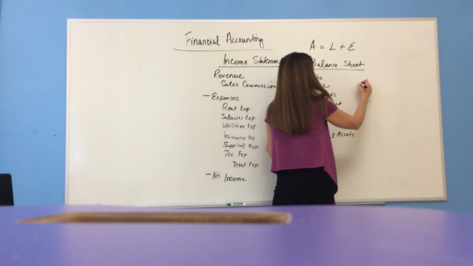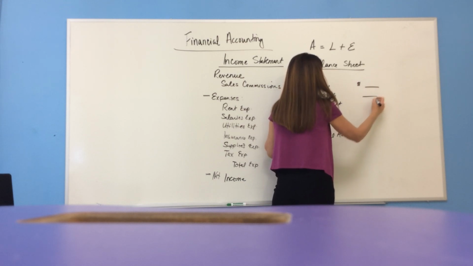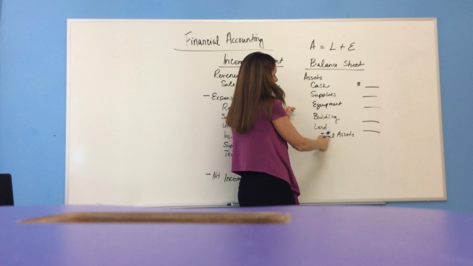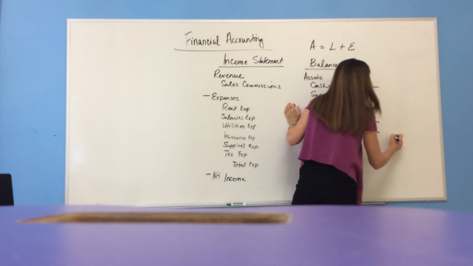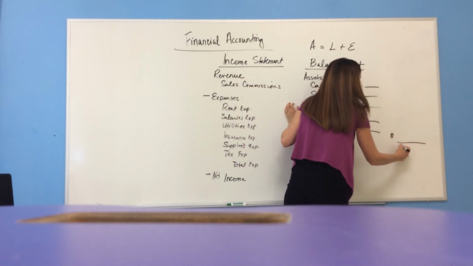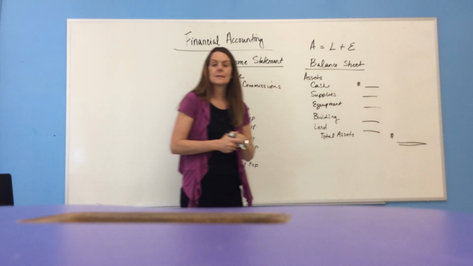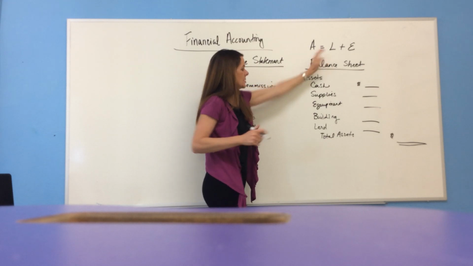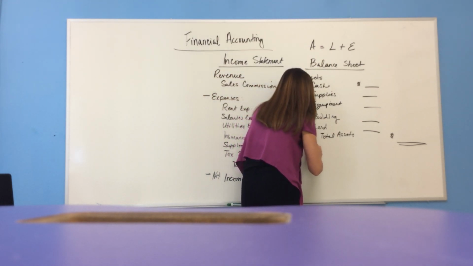And we would have a dollar sign here, we'd have cash, supplies, equipment, building, and land, those 5 items. And then we would have total assets, we would add all of those up, move that to there, and then double underline our total assets. So that's kind of how that would work format-wise. All right, our next item is liabilities, that's going to be here.